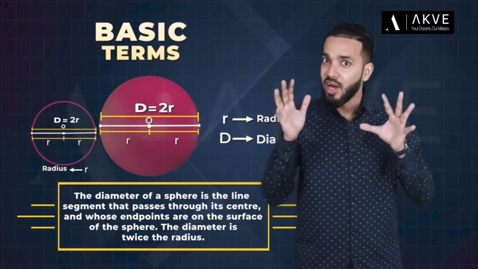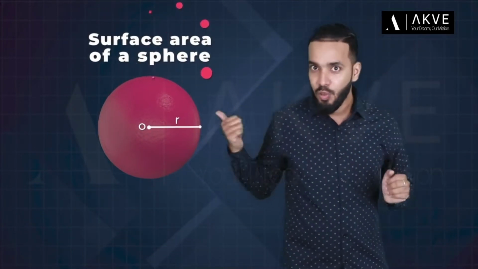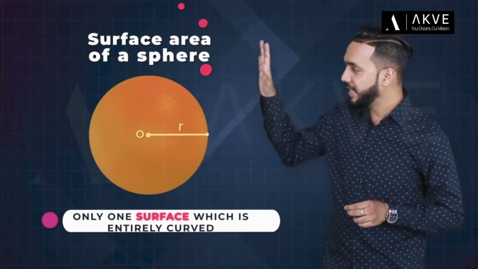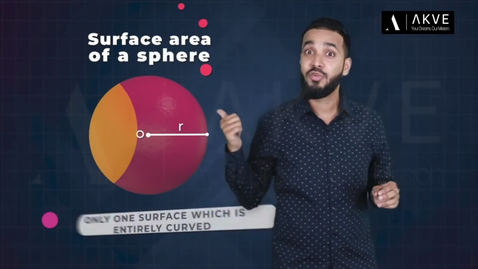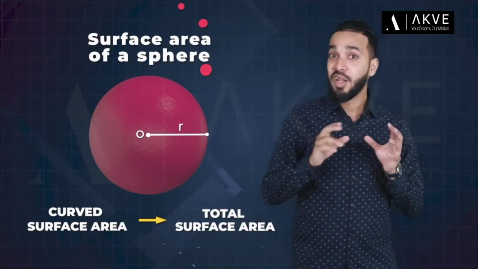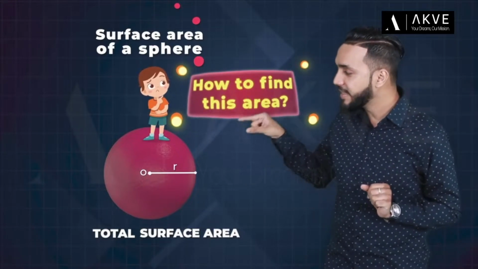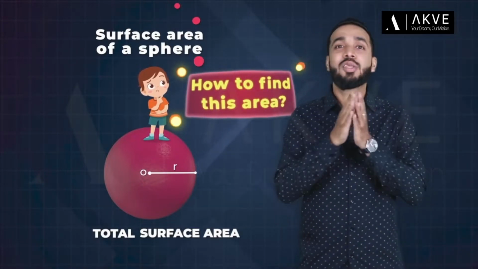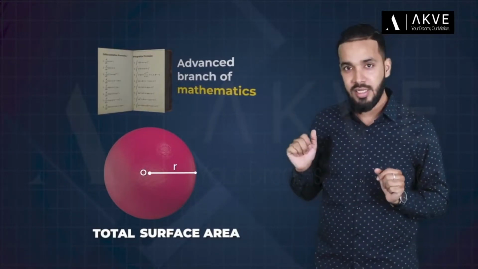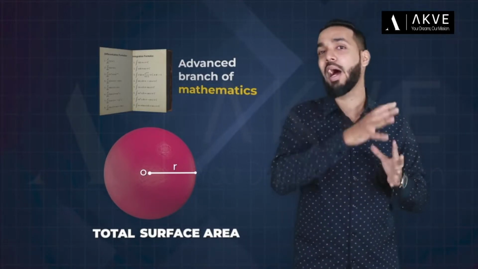So, now that we have learned the basic terms of a sphere, let's take a look at its surface. We can see that a sphere has only one surface which is entirely curved. So, for a sphere, the curved surface area and the total surface area refer to one and the same thing. But how do we find this area? Well, the actual derivation is not very simple and requires knowledge of calculus, a branch of mathematics which you will be exploring only in your higher classes.